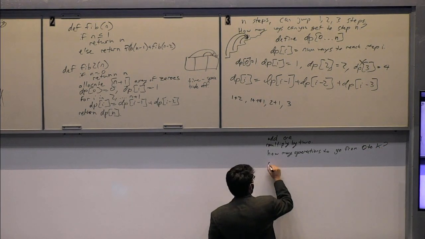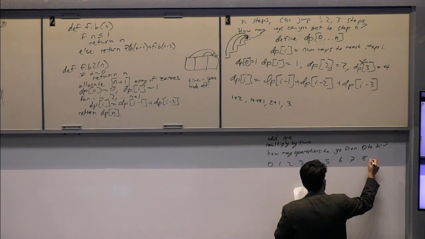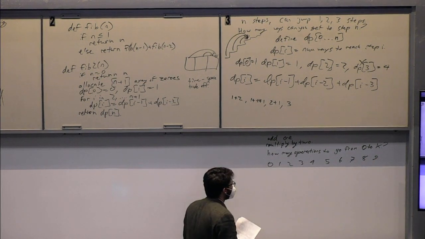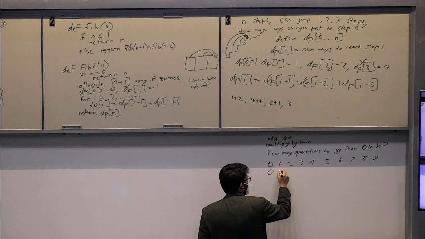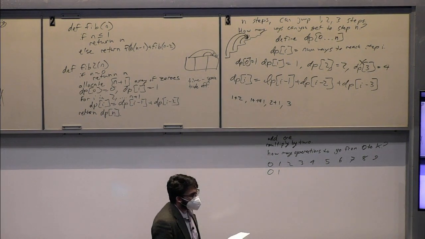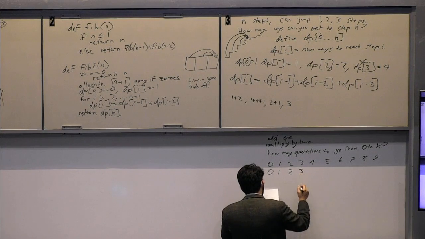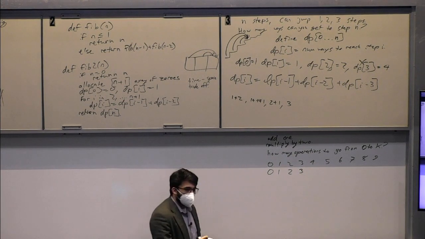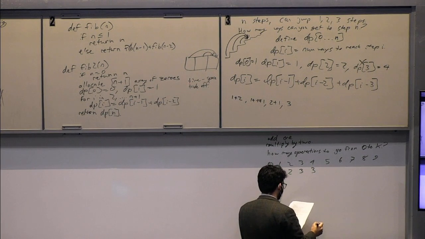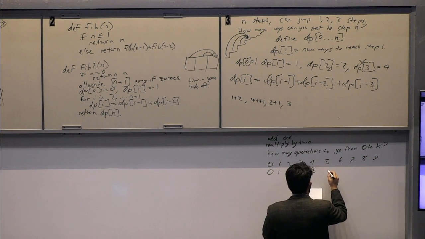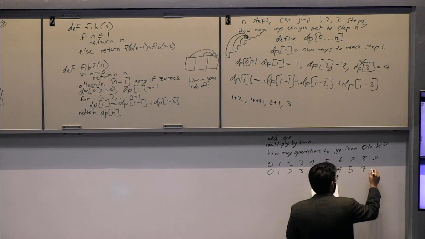Let me write out a few values of these. What's the fewest number of operations to go from 0 to 0? It's 0. From 0 to 1, you can go by adding 1. From 0 to 2, you can add 1 and then multiply by 2, or you can add 1 and then add 1. Either way, the fewest number of operations is 2. 3 is 3. 4 is not 4, though. For 4, you can add 1, multiply by 2, multiply by 2. So that's actually going to be 3. 5 and 6 are going to be 4 and 4. 7 will be 5, but then 8 is going to be 4. And then 9 is going to be 5.